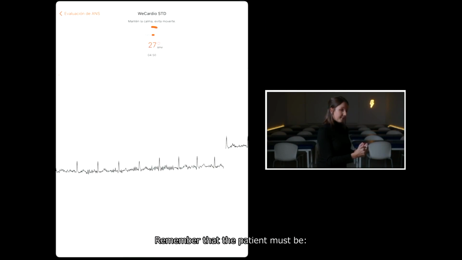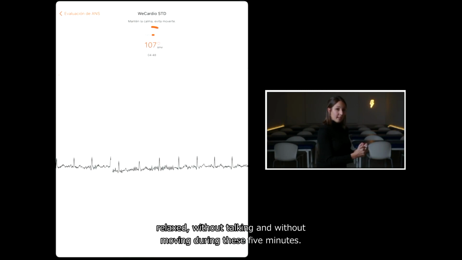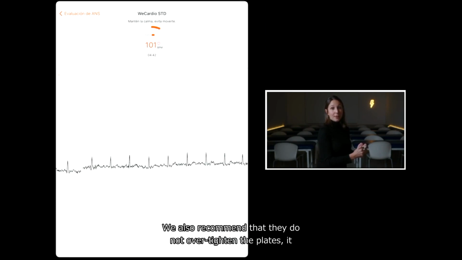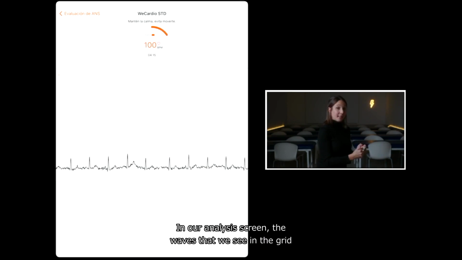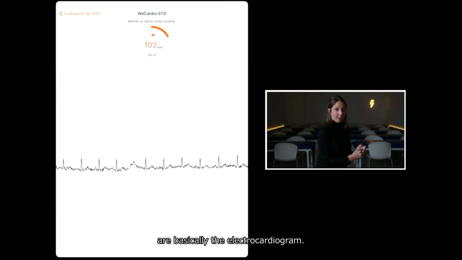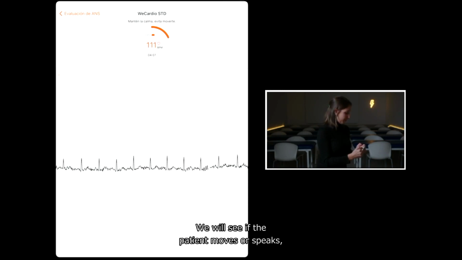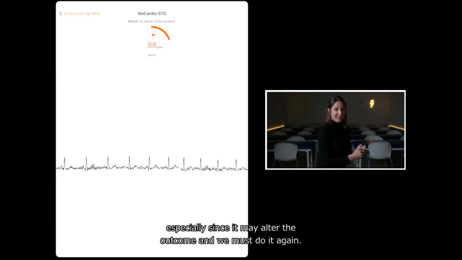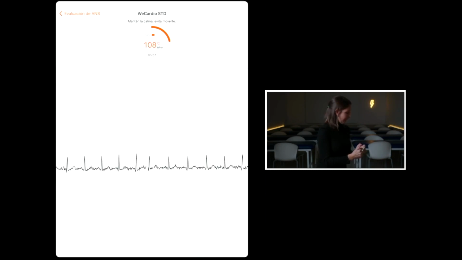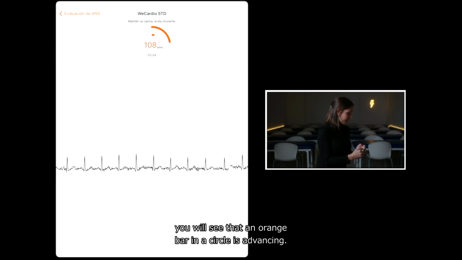Remember that the patient must be relaxed, without talking and without moving during these 5 minutes. We also recommend that they do not over-tighten the plates, it has to be a soft grip. In our analysis screen, the waves that we see in the grid are basically the electrocardiogram. If the patient moves or speaks, these waves can be altered. It is very dangerous to talk or move, since it may alter the outcome and we must do it again.